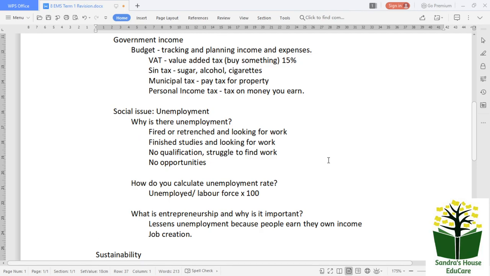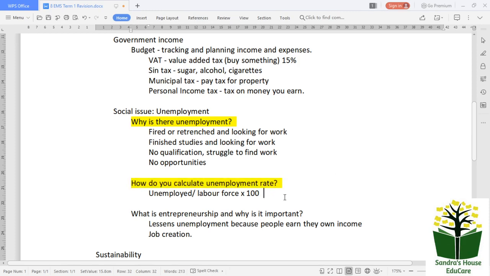Now, every government has issues that it needs to address in the country. So let's specifically look at unemployment, which is one of South Africa's biggest problems. So first, let's just see why is there unemployment. Let's first look at what is unemployment. That's down here. What is unemployment? How do we calculate this?